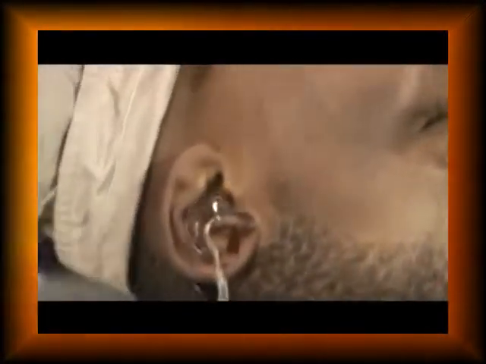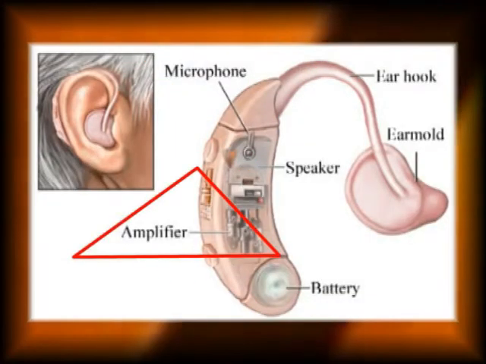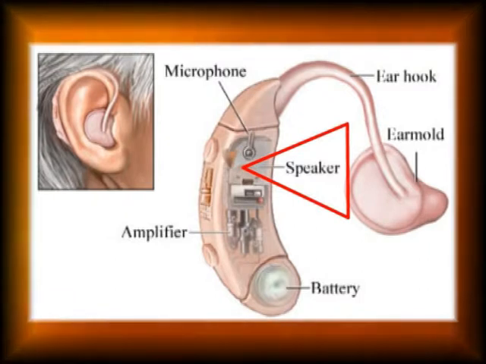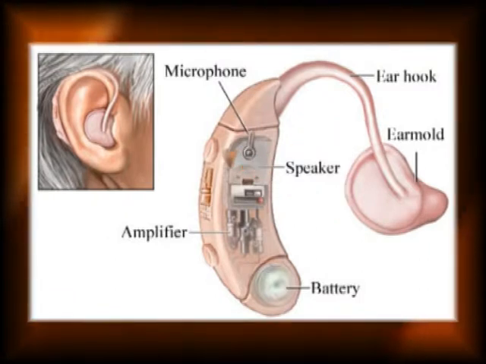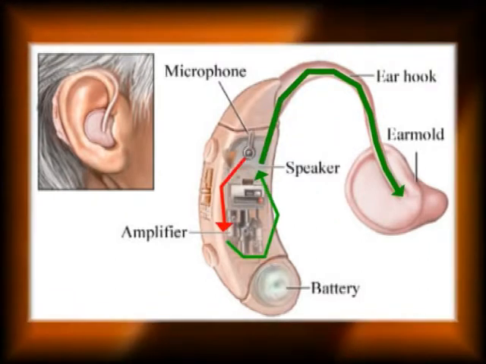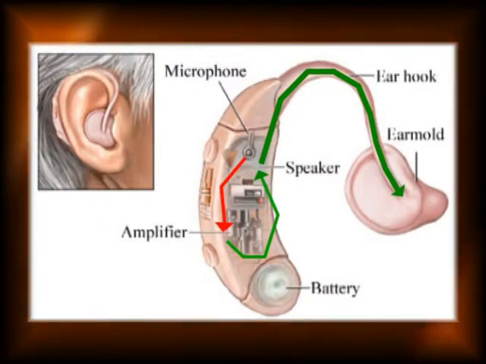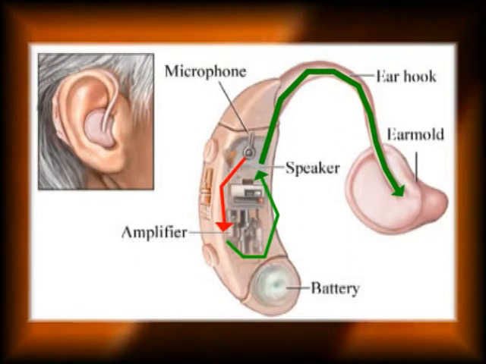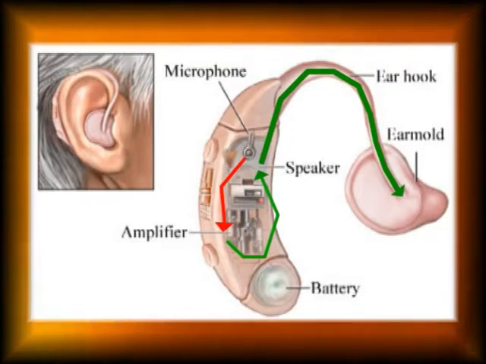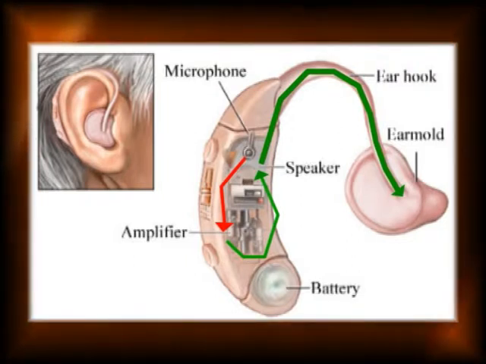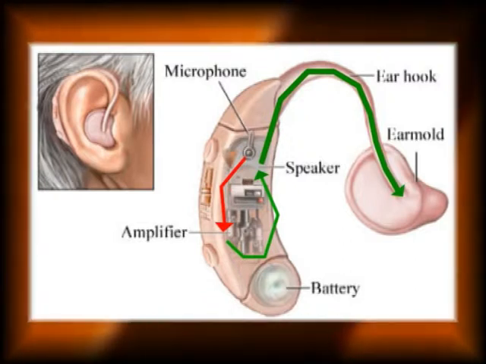A hearing aid has 3 basic parts: a microphone, an amplifier, and a speaker. The hearing aid receives sound through a microphone, which converts the sound waves into electrical signals and sends them to an amplifier. The amplifier increases the power of the signals and sends them to the ear through the speaker.